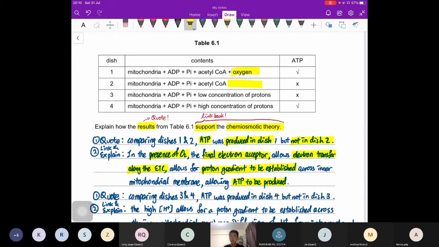So let me think about aerobic respiration. Why is oxygen needed? Because it is the final electron acceptor. If it's not present, it cannot accept electrons. No electron transfer can occur. No proton gradient can be established. No ATP can be produced.